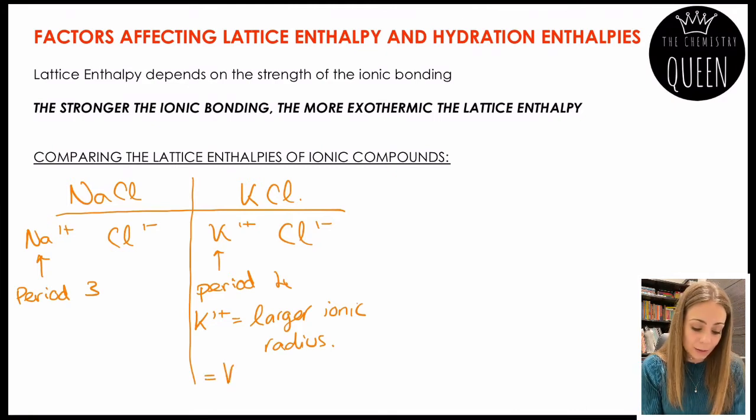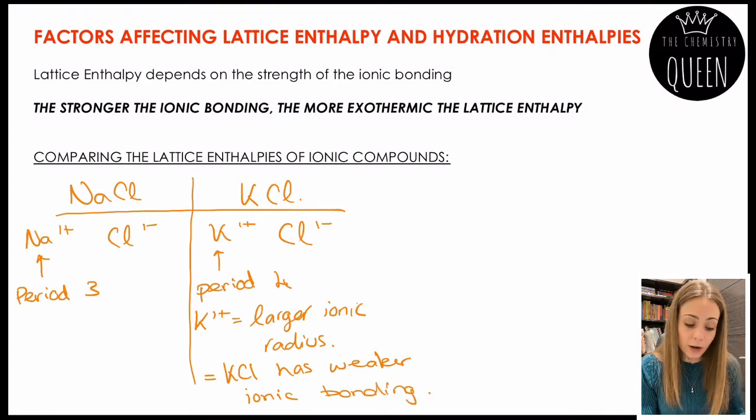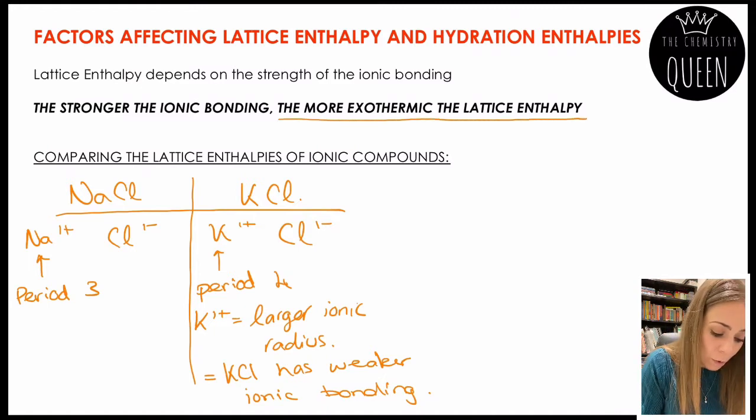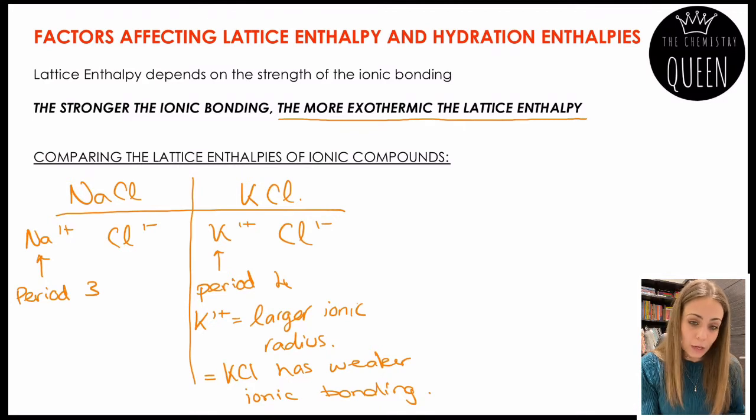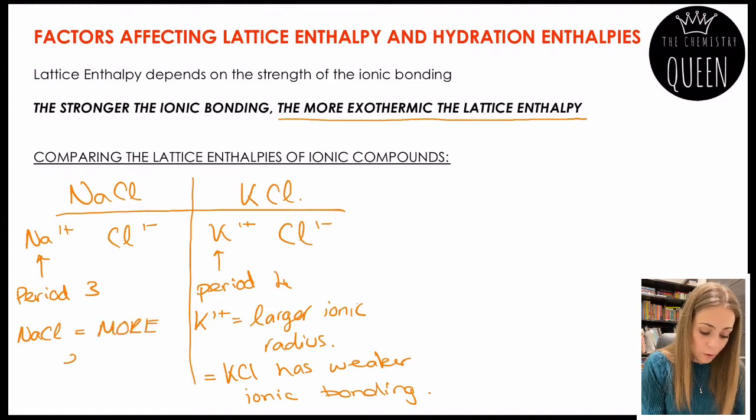That means that in potassium chloride, the ionic bonding is going to be weaker because it has a bigger ionic radius. So the attraction between the potassium ion and the chloride ion is actually weaker compared to the attraction between the sodium ion and the chloride ion. And if we remember, the stronger the ionic bond, the more exothermic the lattice enthalpy will be. So in this case, sodium chloride, because it has the stronger ionic attractions, will have the more exothermic lattice enthalpy out of the two compounds.